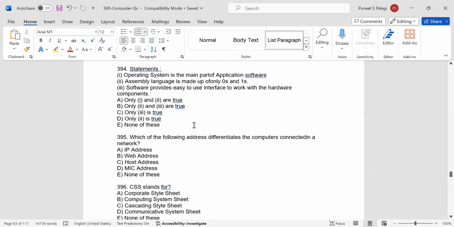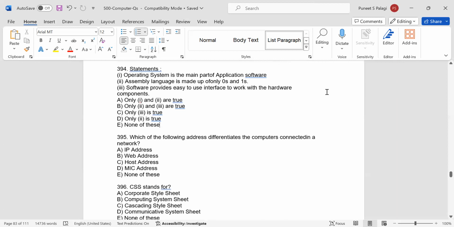Then see the statements. Operating system is the main part of application software. Assembly language is made up of zeros and ones only. Software provides an easy to use interface to work with the hardware components. Which of these are true? So operating system is the main part of application software.